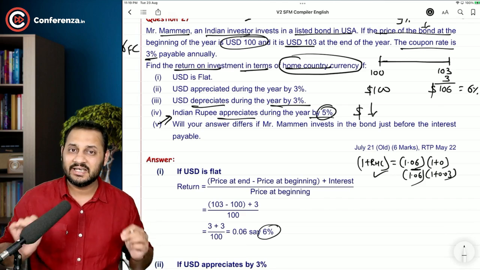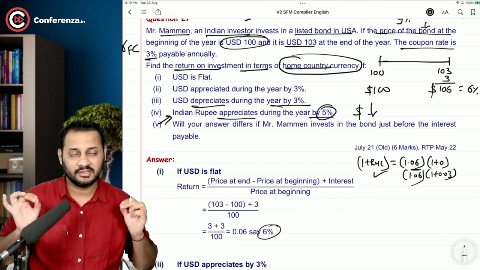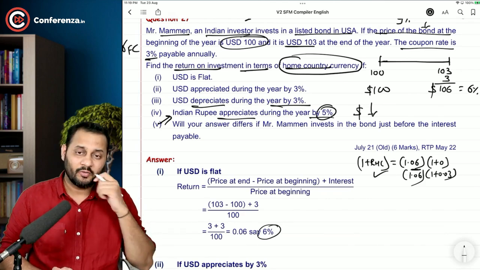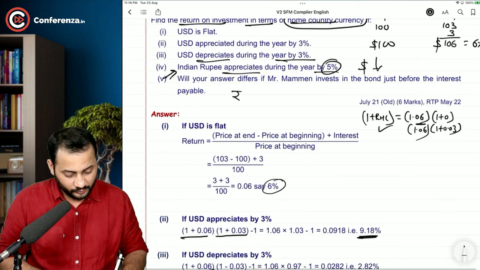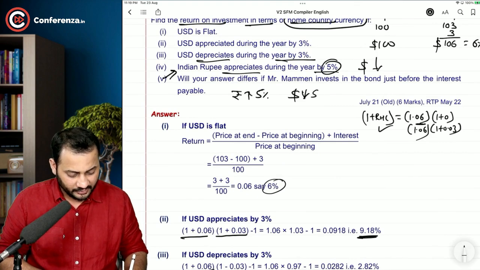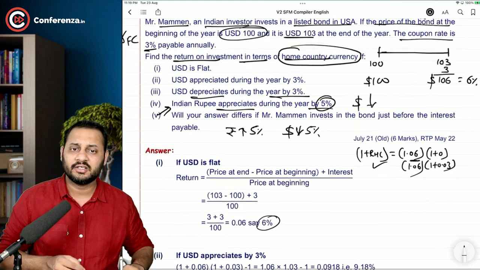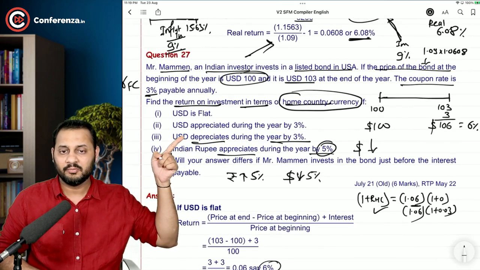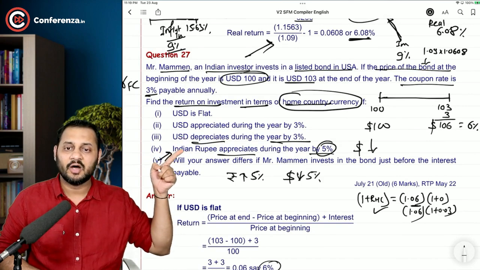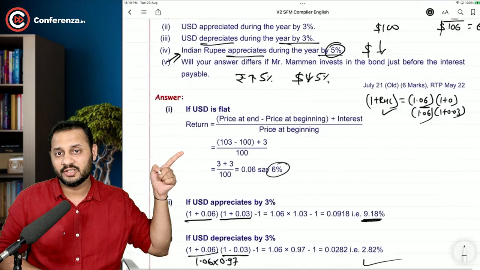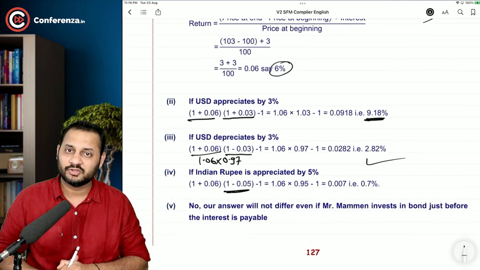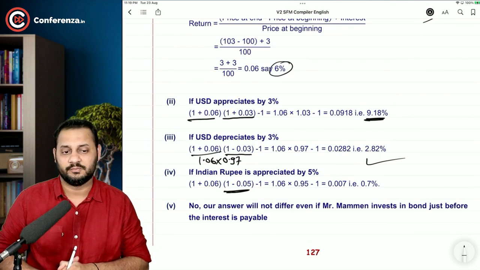But the Institute has again failed to recognize this in this question as well. So you also have to ignore it for the purpose of marks. What the Institute did is, since rupee is appreciating by 5%, dollar is also depreciating by 5%. So they just deducted 5%, similar to what they did in the third part. 1 minus 0.03 it was, now it is 1 minus 0.05 because dollar is depreciating. See what they have done. 1 minus 0.05. That's totally wrong.